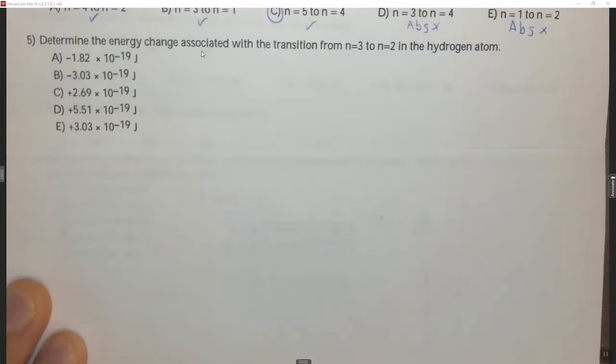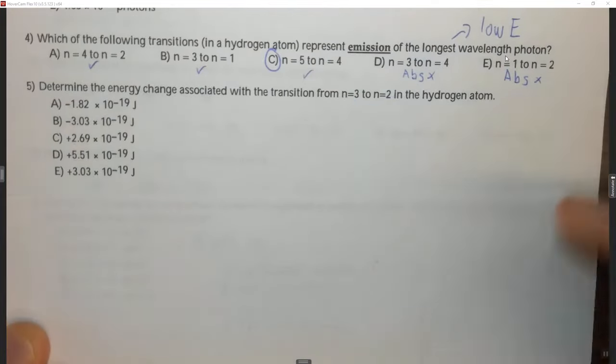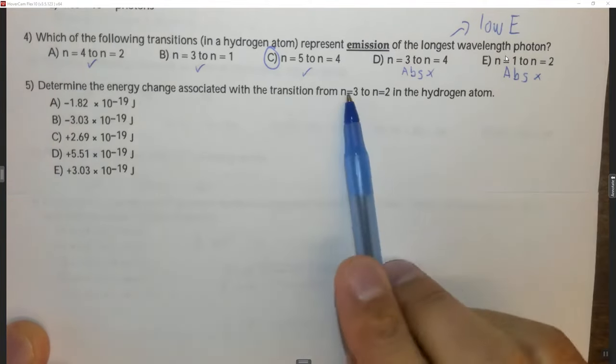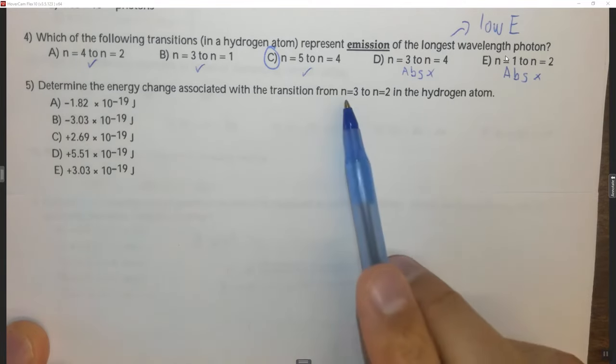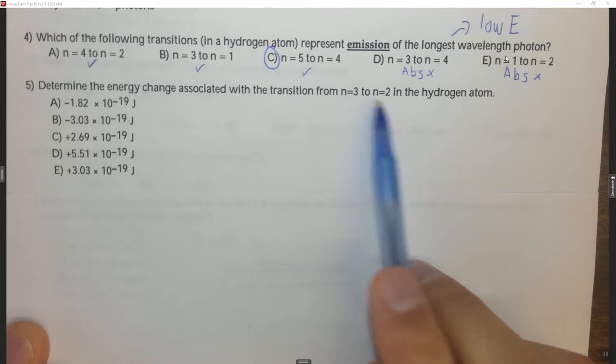Number 5 says, determine the energy change associated with the transition from n equals 3 to n equals 2 in a hydrogen atom. If you haven't already watched question 4, it's a good idea to look at that in terms of absorptions and emissions and high and low energy. But if you look here, 3 to 2, this is falling down. Here the atom is the system, so the answer is going to be negative. Why? Because the atom is losing energy.